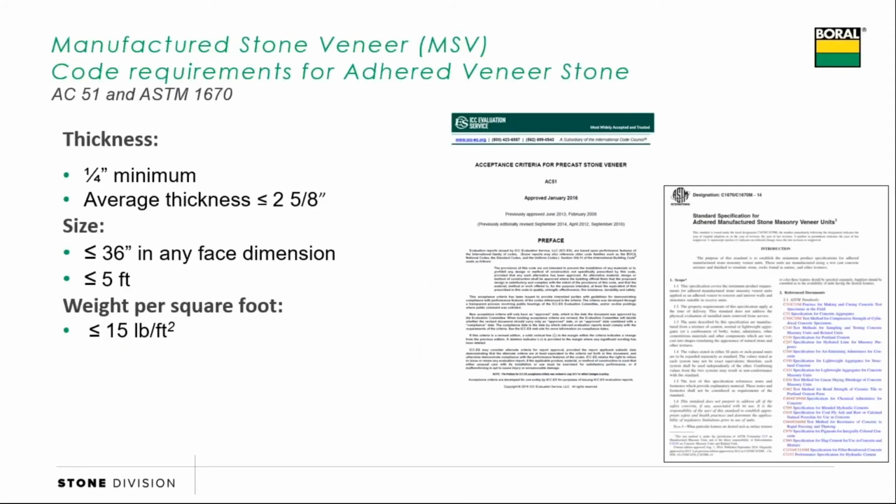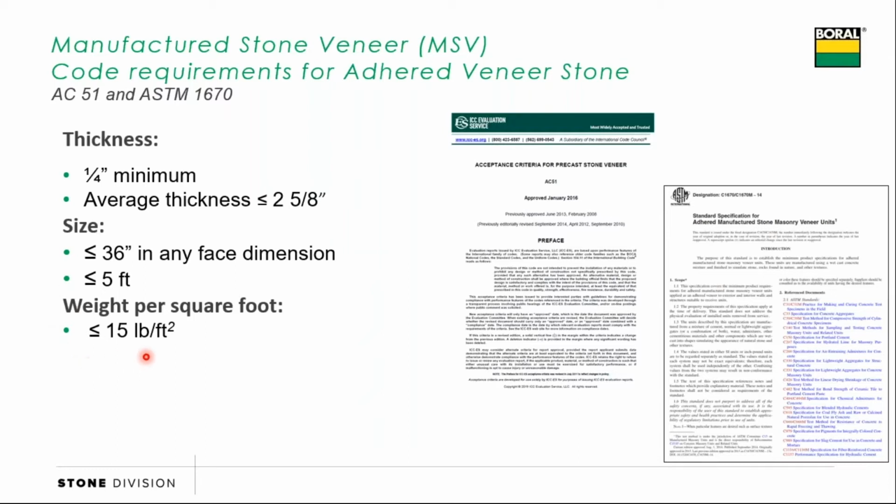So let's set a foundation for our conversation today. We're going to be talking about adhered veneer stone or manufactured stone. There are some code requirements for manufactured stone for the units themselves. Typically, most codes are running off of either AC51 or ASTM C1670. They're going to call out things like the thickness of the product. Can't be any thinner than 1/4 of an inch. Can't average any thicker than 2 5/8. Can't be any larger in one direction than 36 inches. The piece itself can't be any larger than 5 square feet.